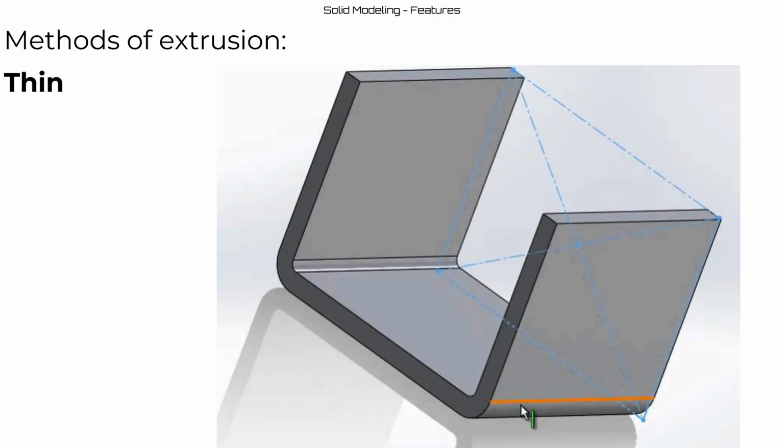Thin. So thin is kind of like a boss, except it can be made to really small dimensions for a certain extent. I don't know if that made sense, but basically you would use a thin for smaller parts on an extrusion for a certain distance.